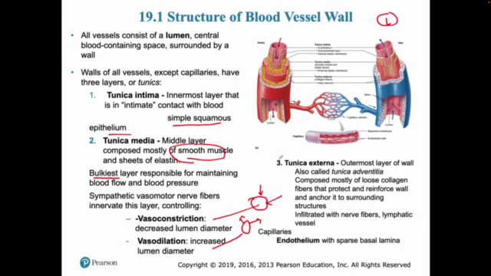Then third is tunica externa. This is the outermost layer. Another name for this is tunica adventitia. It is mainly made up of collagen fibers. This is the external layer, so its main function is to protect everything that is inside, and it is also infiltrated with nerve fibers as well.